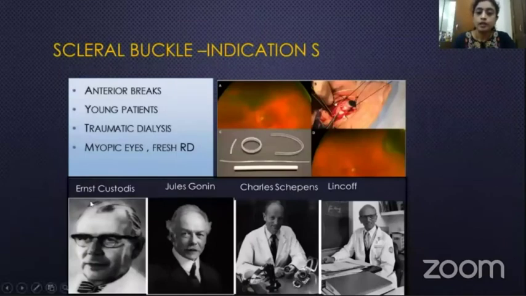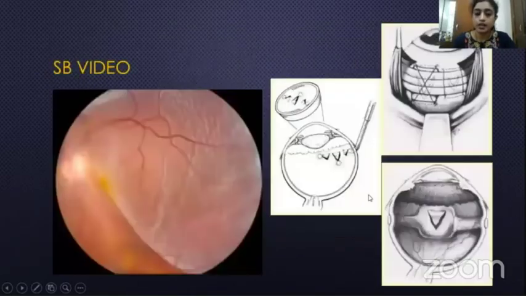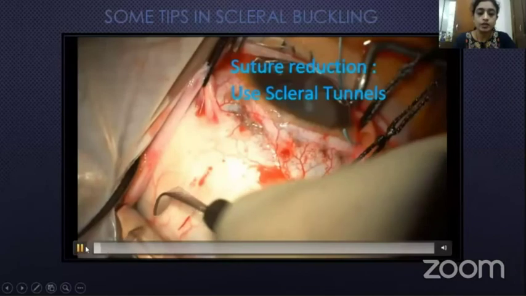With due respect to all the pioneers who have extensively contributed to the buckling procedure, the main indications of scleral buckles are anterior breaks, young patients, traumatic dialysis, and myopic eyes with fresh RD. The explants which we use are symmetric, that is 279, asymmetric 276, and sponges rarely because the incidence of infection is high. Scleral buckling is an art surgery where all the breaks have to be recognized and the posterior-most break has to be well supported in the buckle so that the success is good. So this is a short video of the scleral buckling procedure.